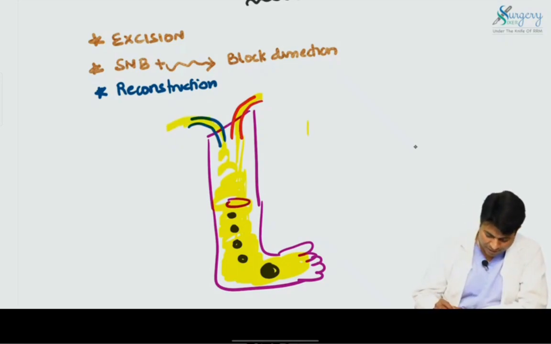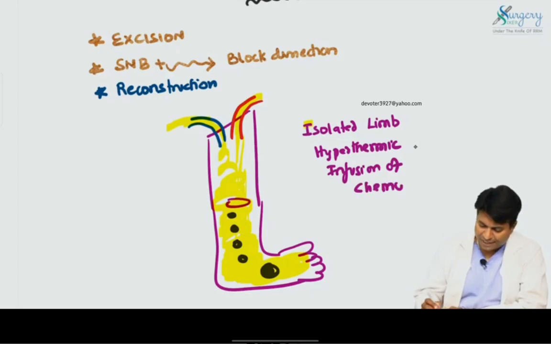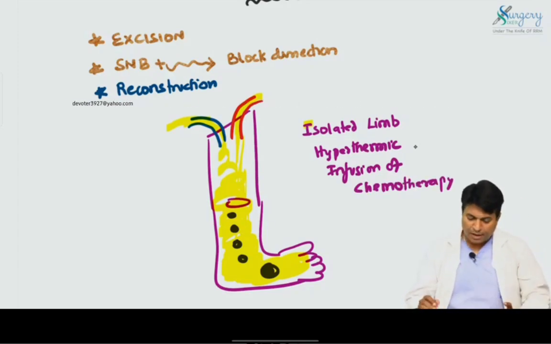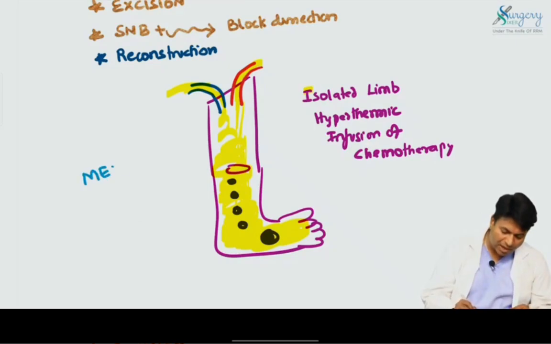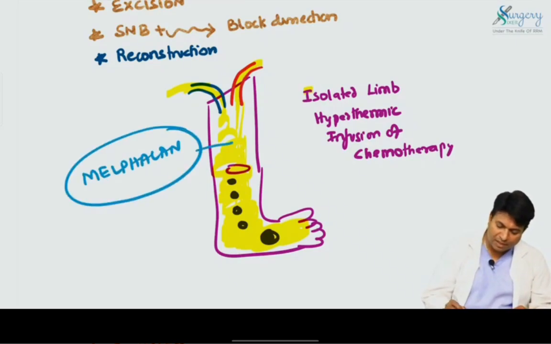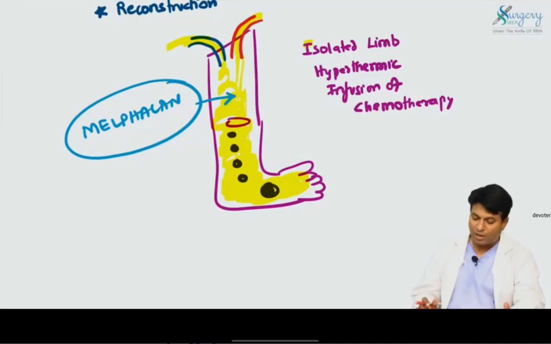So this therapy is known as isolated limb perfusion therapy, isolated limb hyperthermic infusion of chemotherapy. And the question is, in this isolated limb hyperthermic chemotherapy, what is the commonly used drug? The commonly used drug is melphalan. Melphalan is used in this hyperthermic infusion. This is one of the treatments for limb melanomas with in-transit satellite nodules. We can use isolated limb hyperthermic therapy.